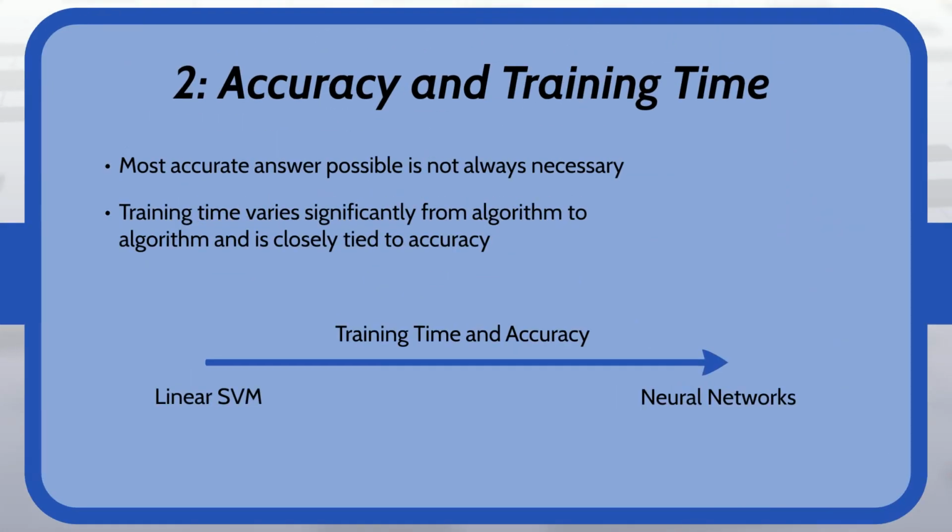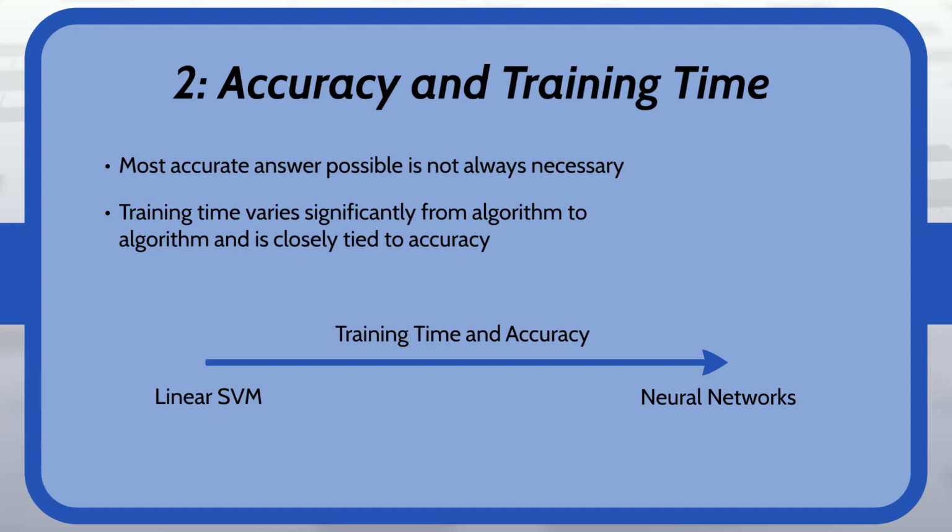All right, so step 2, we want to consider accuracy and training time. These are really important to consider before actually picking an algorithm, because a lot of the time, getting the most accurate answer possible isn't always necessary. Sometimes an approximation is adequate depending on what you want to use it for. If that's the case, you may be able to cut your processing time dramatically by sticking with more approximate methods. That's because training time varies significantly from algorithm to algorithm, and training time is very closely tied to accuracy.